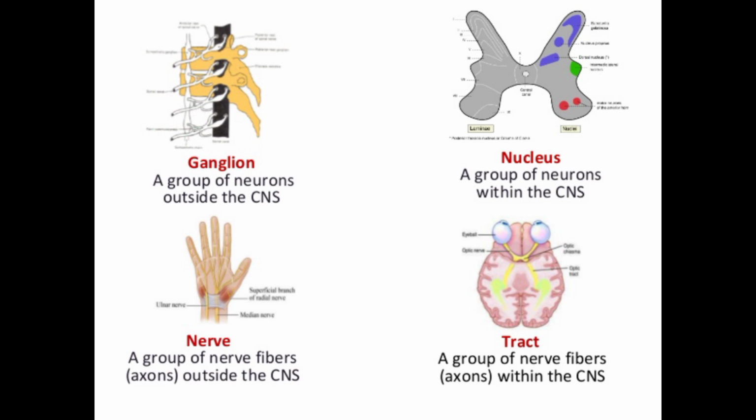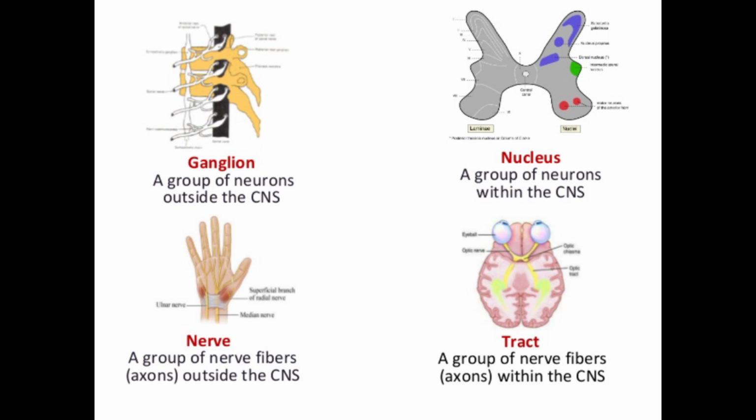Okay, so these are the different names you have to know. What do you mean by ganglion? What do you mean by nucleus, nerve and tracts? Okay, what do you mean by ganglion? That is a group of neurons outside the central nervous system. They are called ganglion.